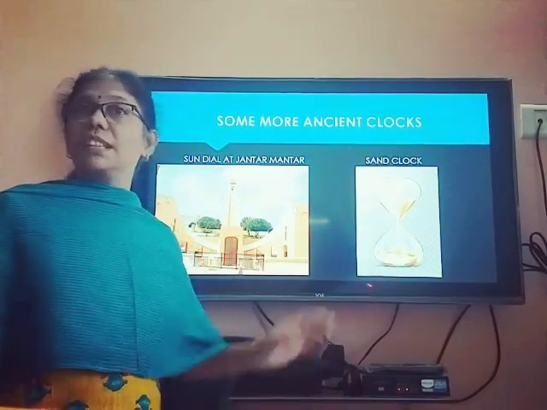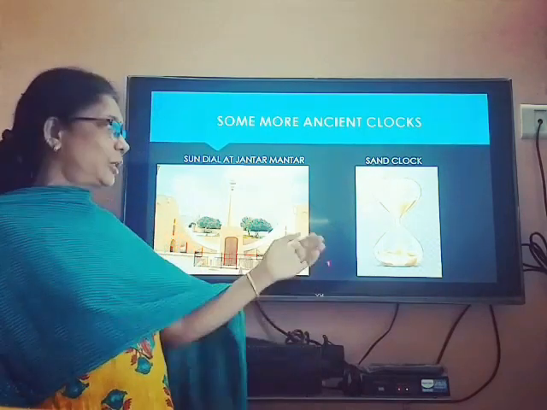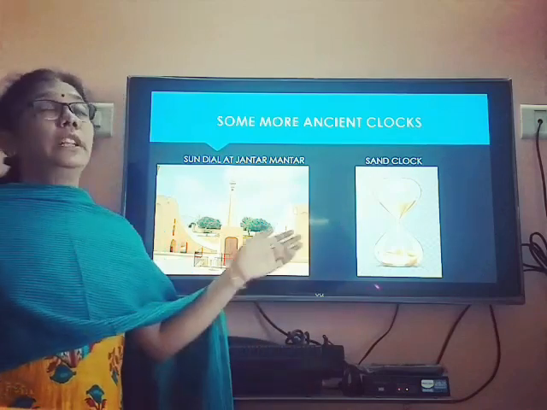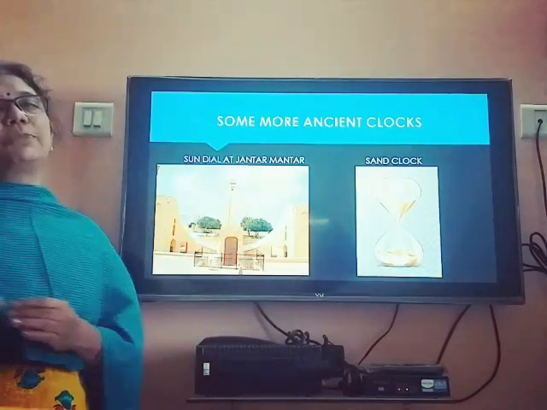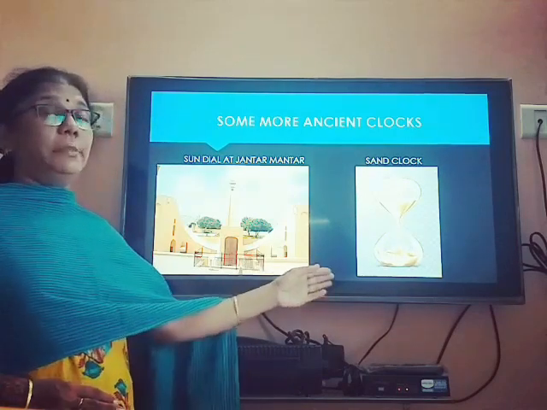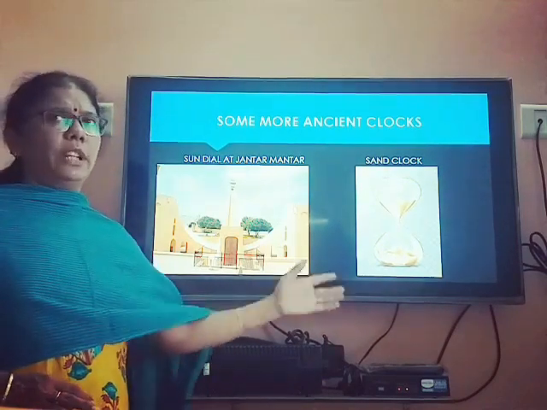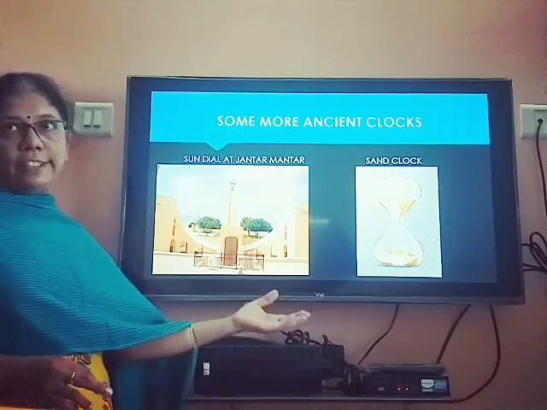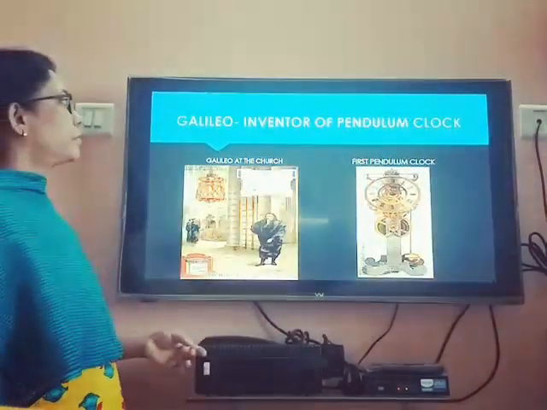The next picture is that of a sand clock. It is also called an hourglass. Again, it can only measure the elapse of time. How much time has passed, it can tell you. But it cannot tell me the time of the day. 1 hour has passed, 2 hours have passed, 3 hours have passed. That is all it can tell me.